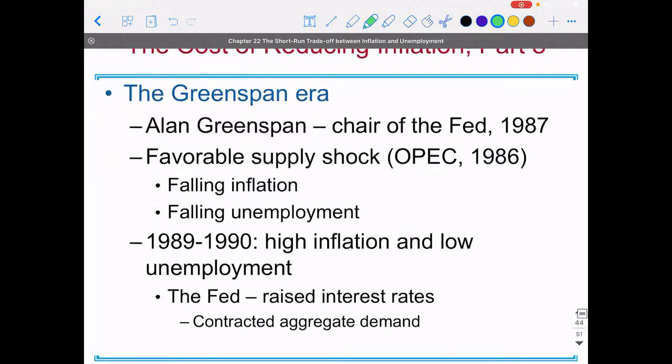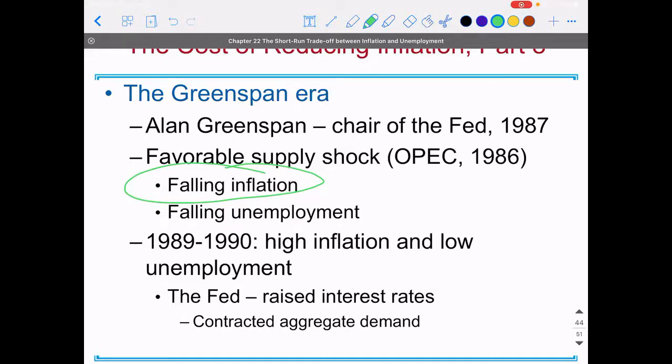Let's look at Greenspan here very briefly. So Greenspan takes over after Paul Volcker, and he takes on the role of the chair of the Federal Reserve in 1987, actually right before the stock market crash in 1987. Now, he was helped by a favorable supply shock, which led to a fall in prices as oil prices decreased. That in turn also led to unemployment falling.